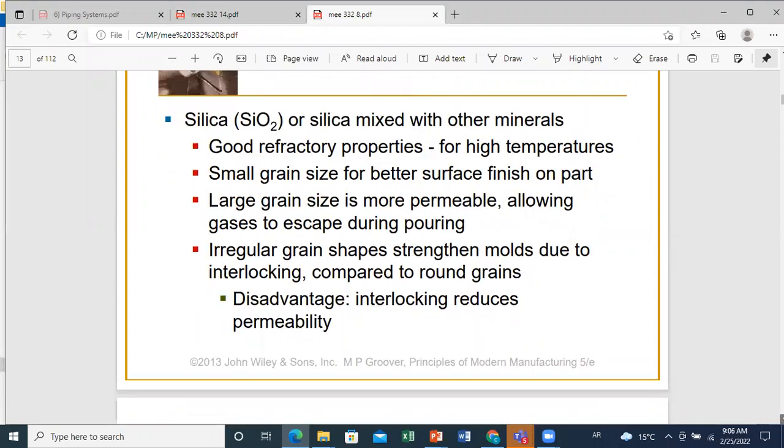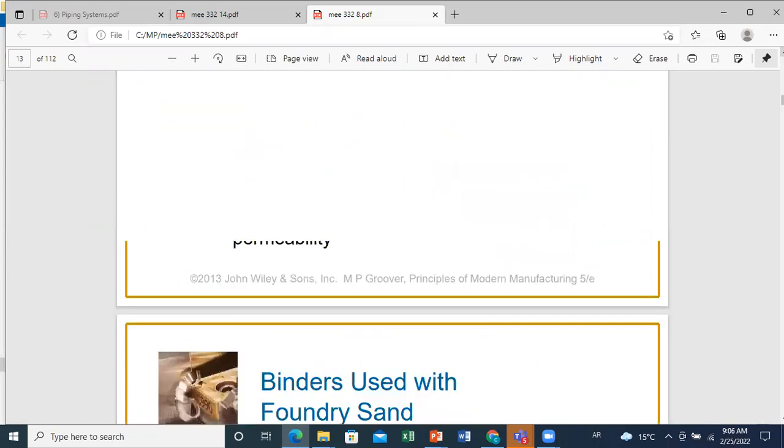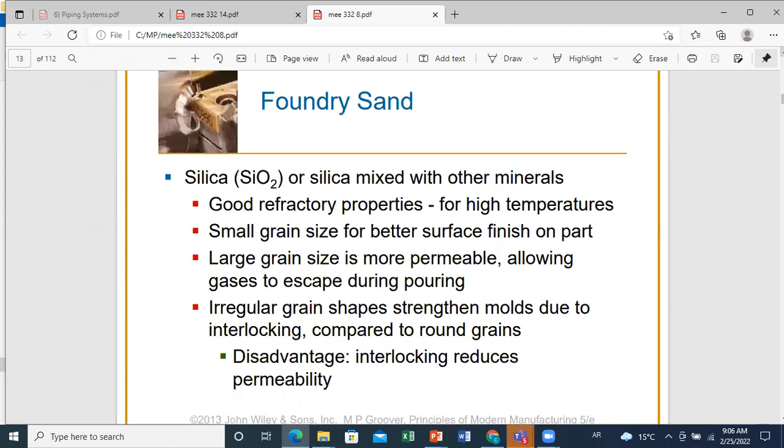Okay, so we were talking about the properties of the material making your mold, okay? And we said that we can have it characterized by a large grain size and small grain size. Now, which one is better? In general, a combination of both is better.